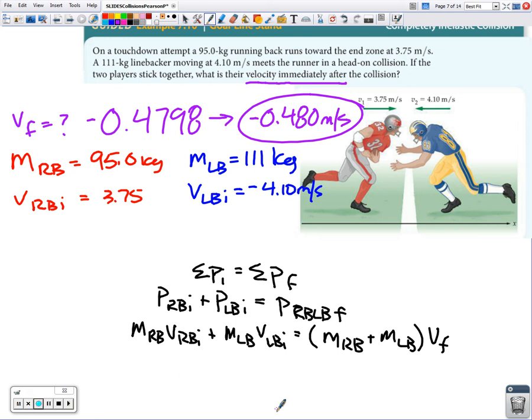Okay, what I would probably do if I was solving this problem, I would just start plugging numbers into this equation, and then this would be the only unknown that I would have. Instead of trying to manipulate this equation to get VF by itself, I would just plug numbers in and solve for the variable. All right, are we okay with this? Sorry, do we need a couple more seconds?